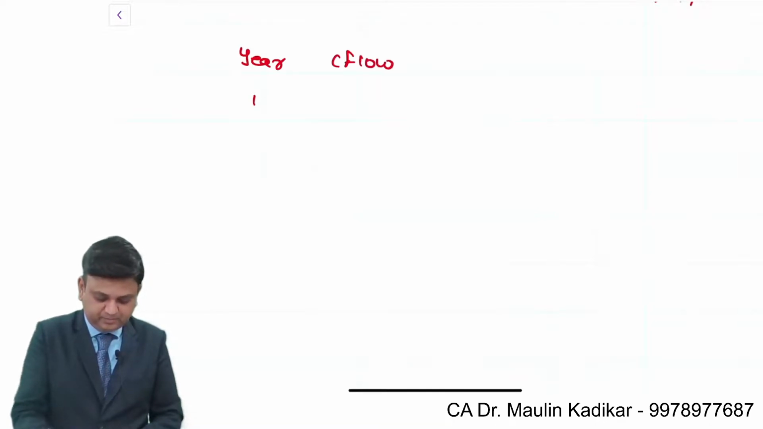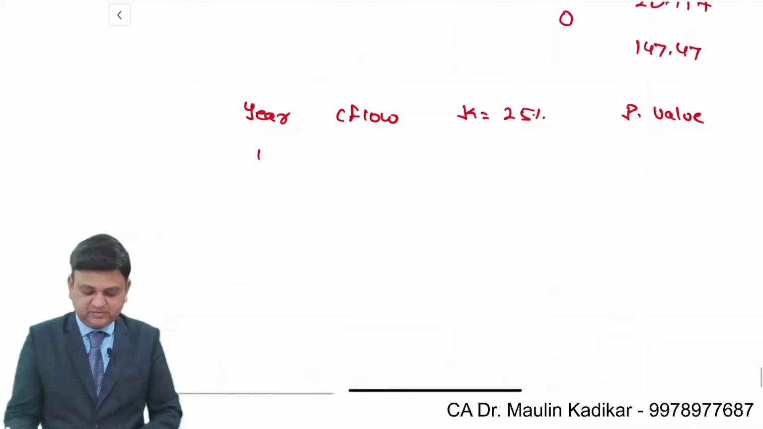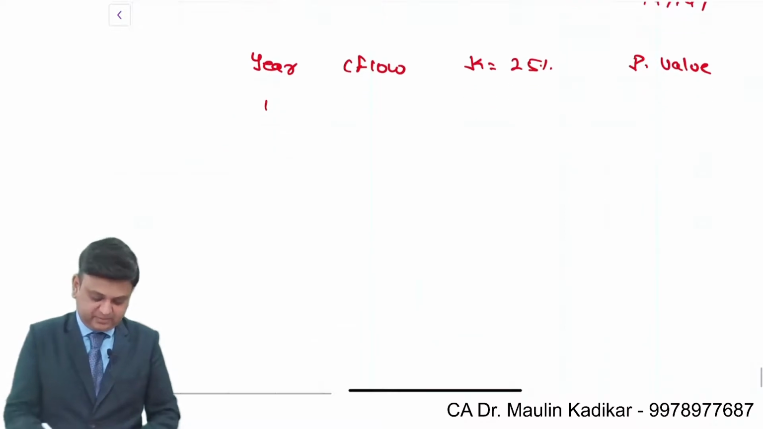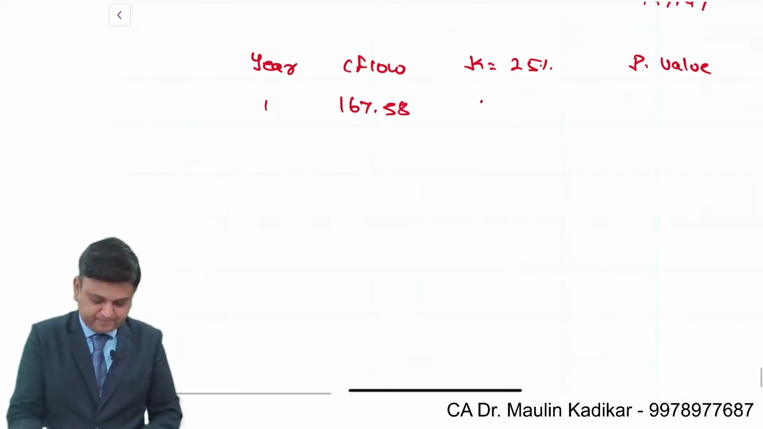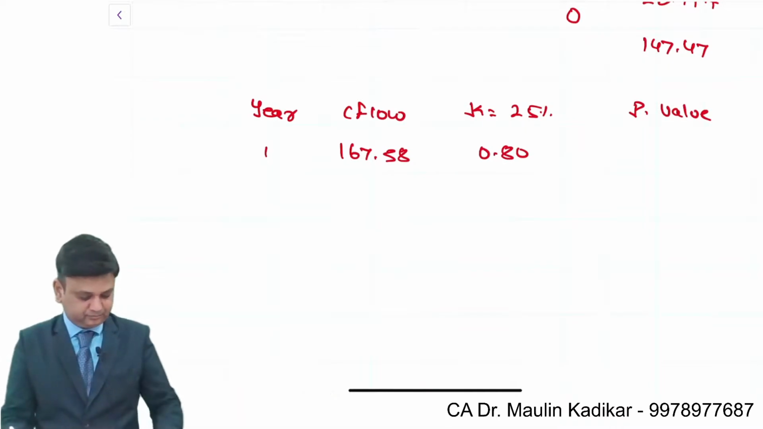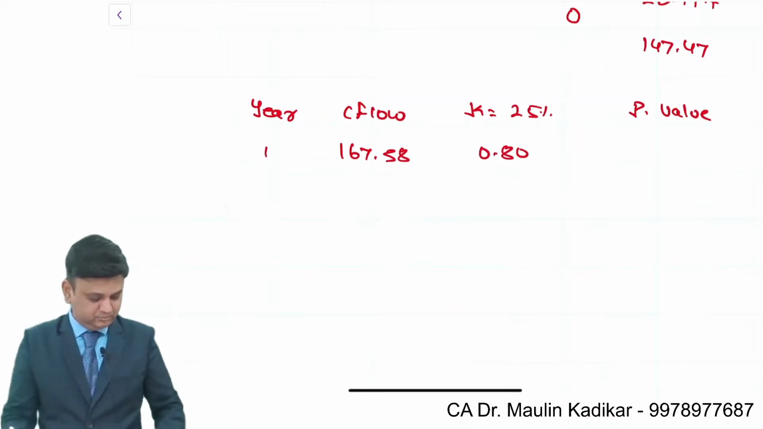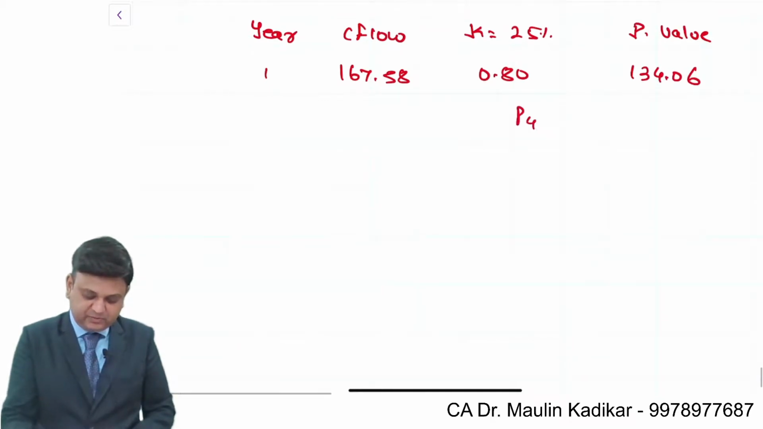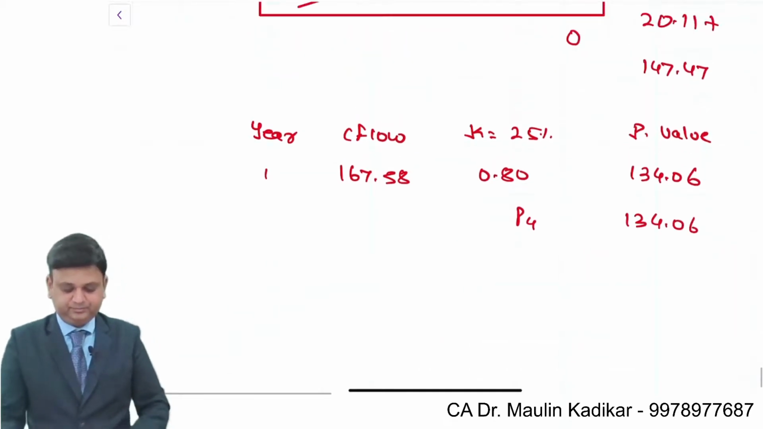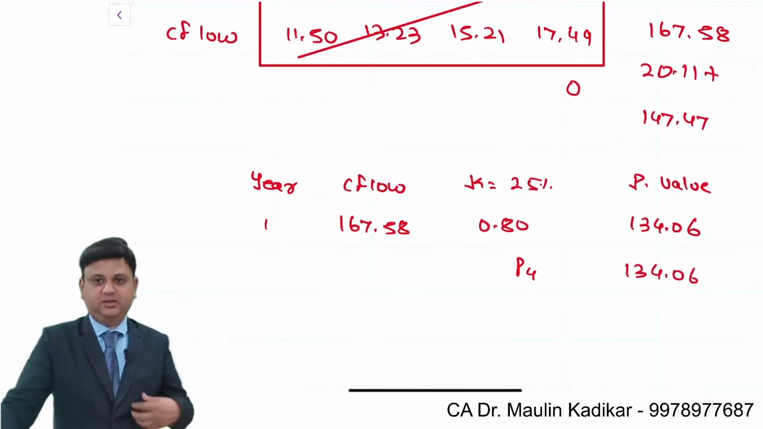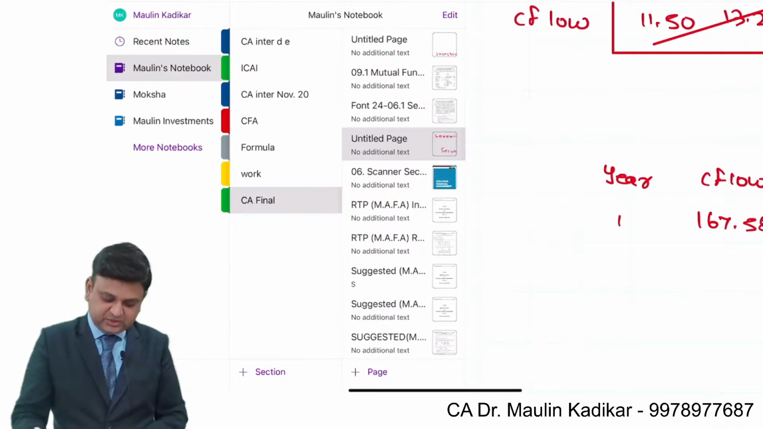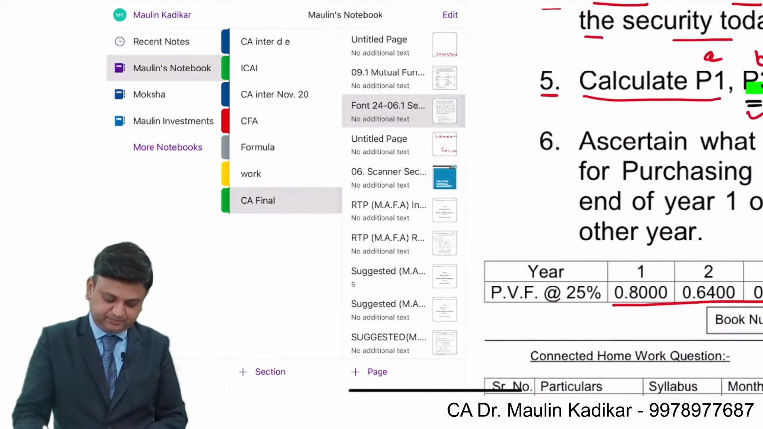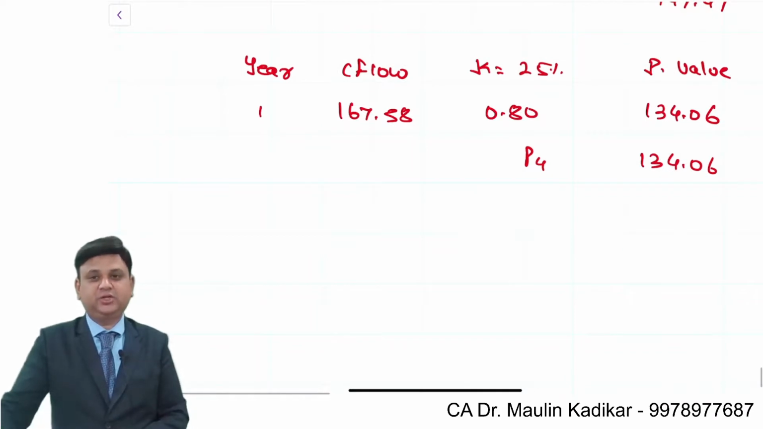So year 1 cash flow, discounting at 25% and present value. So 167.58 into 0.8, 134.06, and that is what we understand is P4. Next question is calculation of P6. Try to do P6 on your own.